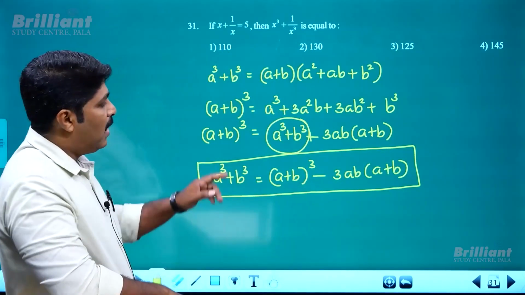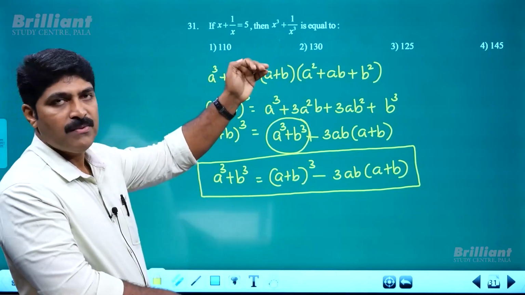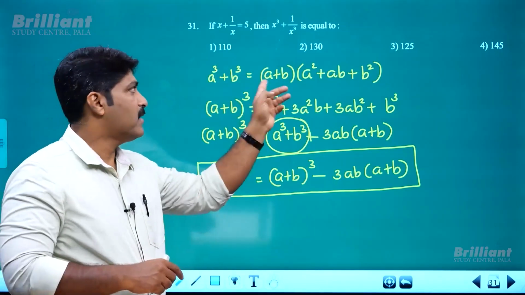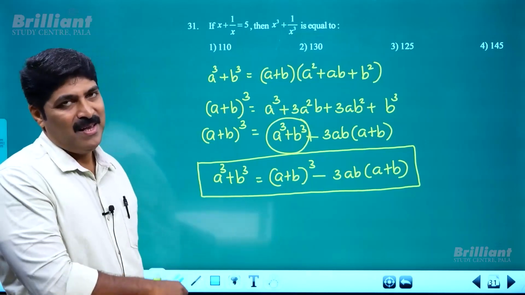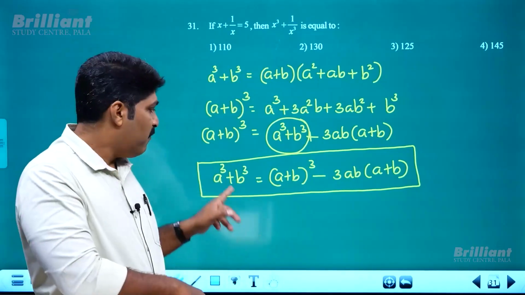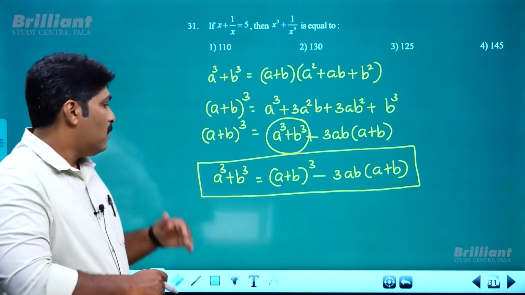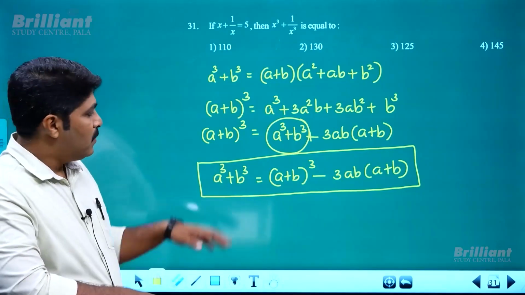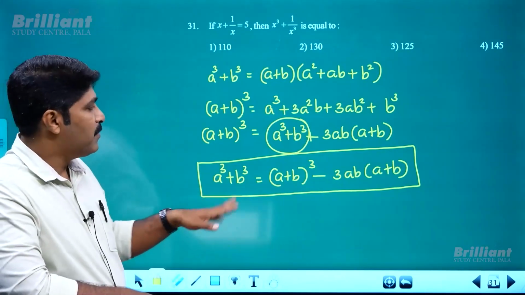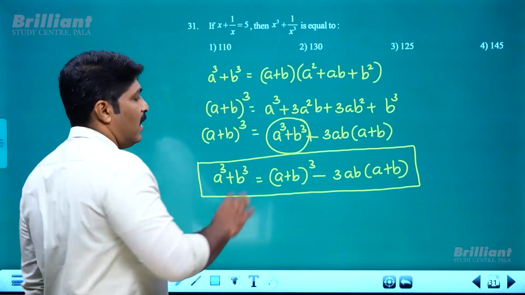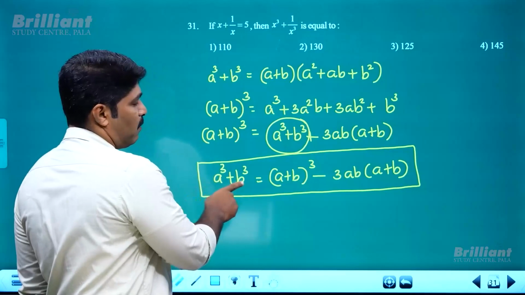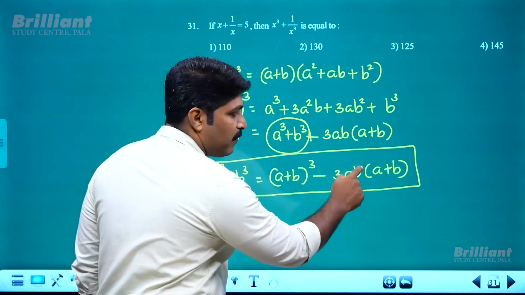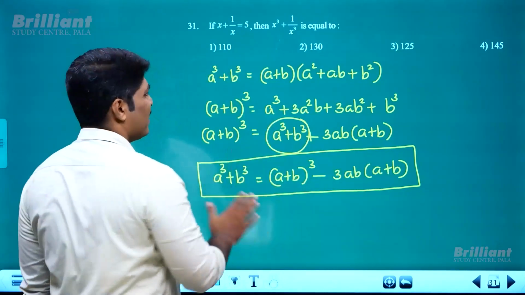Don't forget, if you are seeing x cube plus 1 by x cube, immediately you may think that it is the application of a cube plus b cube, like (a plus b) into (a square minus ab plus b square). But that's not the application of this result. Instead, we are applying this other result. So instead of x cube plus 1 by x cube, you just put these values here. This is (x plus 1 by x) the whole cube minus 3 into x into 1 by x into (x plus 1 by x). Directly we can reach the conclusion like that.